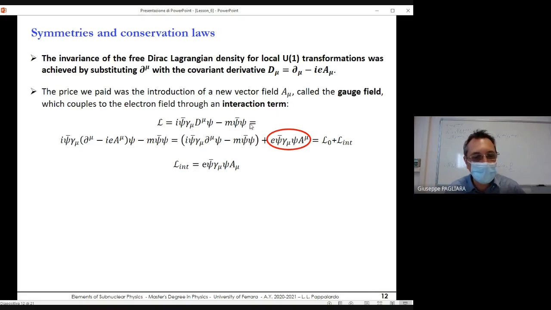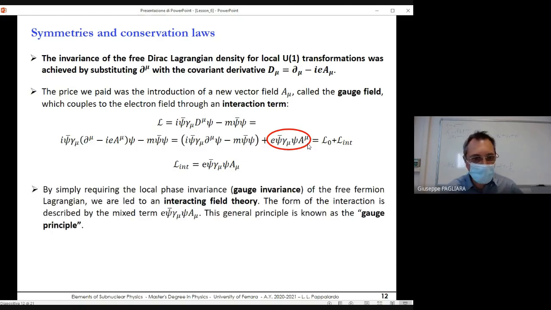So let me again write down the Lagrangian density with the covariant derivative. When you make the covariant derivative explicit and you take now the product, you end up with the standard Lagrangian, L0, plus an interaction term, which mixes the electron field and this gauge field, A_mu. And this is symmetric under gauge transformation. So by simply requiring the local phase invariance, so the gauge invariance of the free fermion Lagrangian, we are now led to an interacting field theory. Our fermion field or electron field are now interacting with something. And the form of this interaction is described by the mixed term, this guy here. And this general principle is known as the gauge principle.